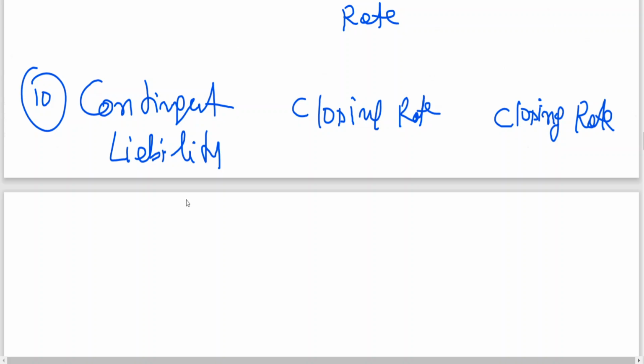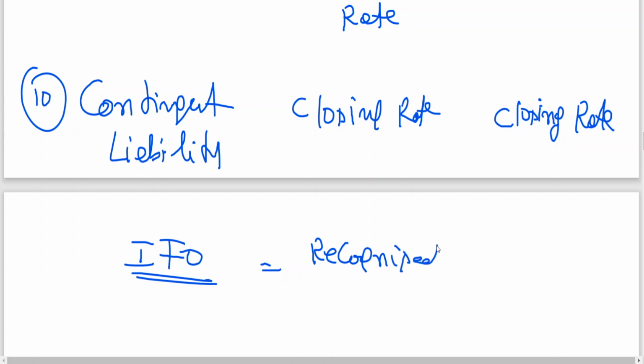First, write the side heading IFO, that is integral foreign operation. Here you note down: recognized as income or expense. That is, whenever you are converting the foreign currency into Indian currency, you may get a gain or loss. That is what I am writing. Recognized as income or expense.